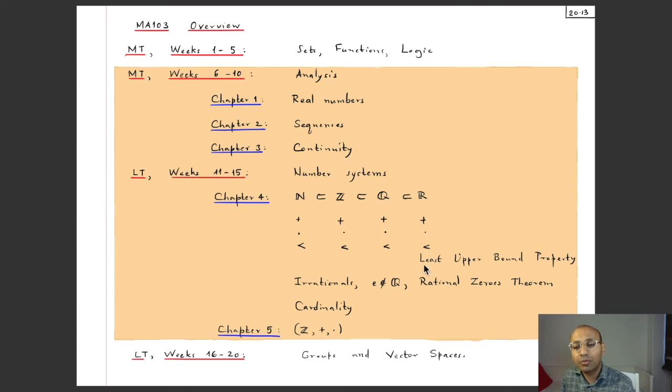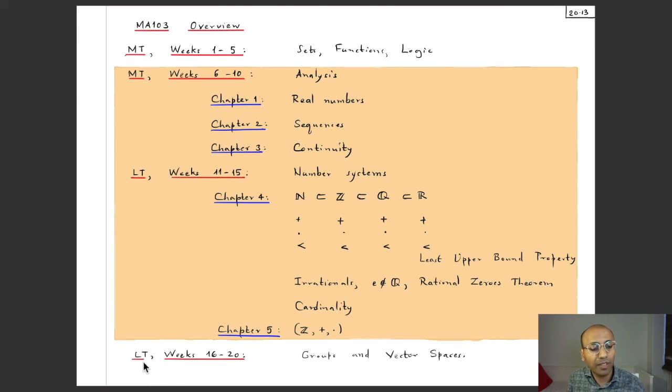And in the case of real numbers, we also know that it has this very important least upper bound property. Then also in chapter 4, we discussed the set of real numbers which are not rational, so the irrational numbers. And we learned this important rational zeros theorem, which gives us a tool of sometimes proving the irrationality of some real numbers. And we also showed that the Euler constant e is not a rational number. The last part of this chapter was on cardinality of infinite sets, and we discussed countable and uncountable sets. And we have spent some time covering chapter 5, so this is fresh in our minds.